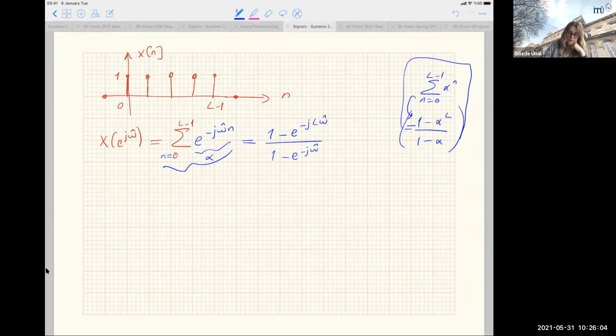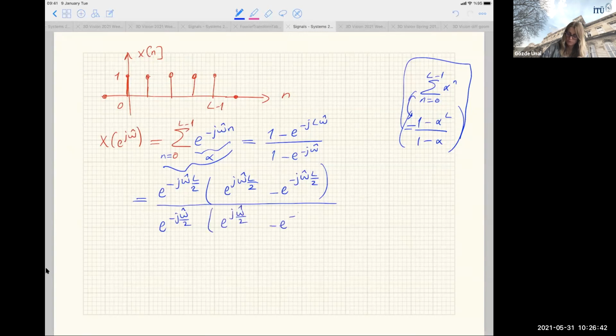So now I want to go to that sine over sine form, which is called the Dirichlet function. Remember, we've been doing this trick from the beginning of the class. I take this into a parenthesis of L over 2, the half frequency, e to the j omega hat L over 2 minus e to the minus j omega hat L over 2 for the numerator. For the denominator, I can do a very similar trick with omega hat over 2: e to the j omega hat over 2 minus e to the minus j omega hat over 2.